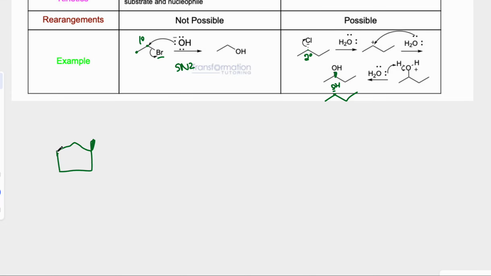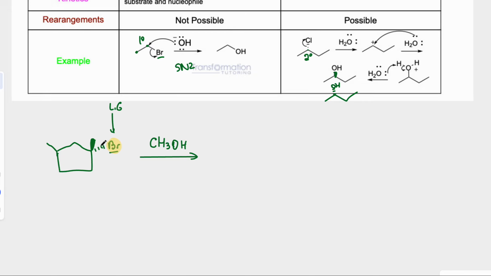Let's say that I have this molecule first. And let's say that I use CH3OH. So what we're going to look at first is our leaving group. Identify, okay, Br is my leaving group.